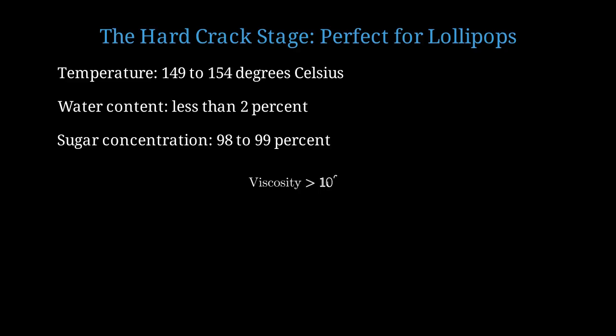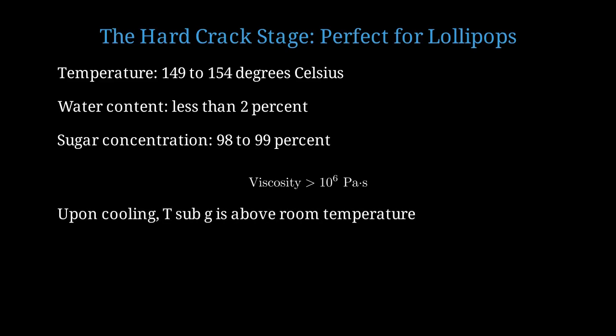At this stage, the viscosity exceeds 10 to the 6th Pascal seconds. For comparison, honey is about 10 Pascal seconds. This syrup is hundreds of thousands of times more viscous. Most importantly, when this syrup cools, its glass transition temperature is well above room temperature, ensuring the candy remains hard and brittle.